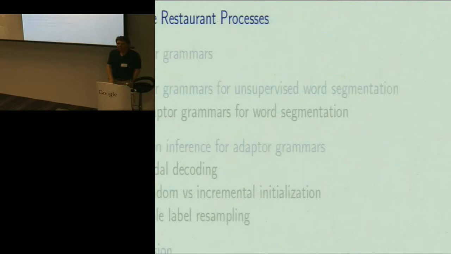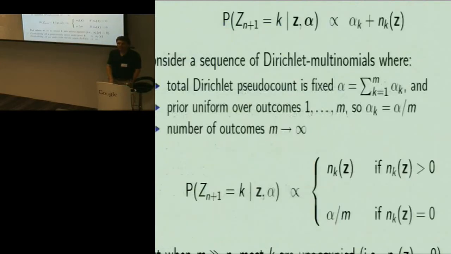All right. So now I'd just like to briefly remind you guys about Chinese restaurant processes, that they're the extension of, if you take a Dirichlet multinomial and extend it to an unbounded number of outcomes. Would it make sense just to briefly go back over Chinese restaurant processes?